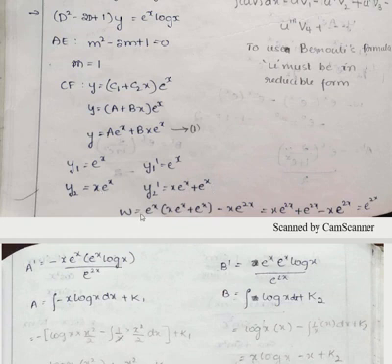W is equal to y1 into y2 dash minus y2 into y1 dash. Therefore y1 is e power x into y2 dash, which is x into e power x plus e power x, minus y2, which is x into e power x, into y1 dash, which is e power x. Therefore e power x into e power x is e power 2x. That is equal to x into e power x into e power x is e power 2x, here plus e power x into e power x is e power 2x. Therefore the remaining term is minus x into e power 2x. Therefore x into e power 2x minus x into e power 2x get cancelled. The remaining term is e power 2x.